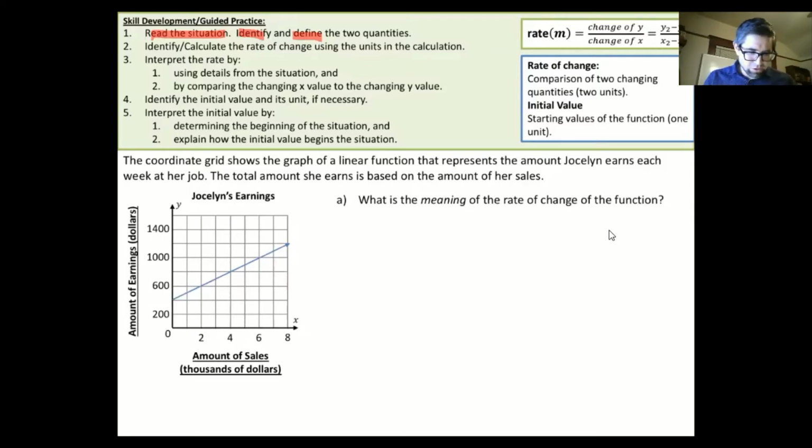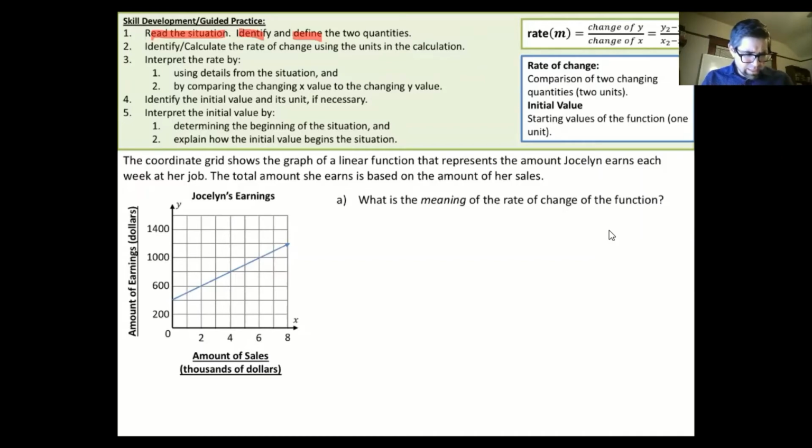The coordinate grid shows the graph of a linear function that represents the amount Jocelyn earns each week at her job. Okay, then it says the total amount she earns is based on the amount of her sales. How much money she makes is based on the amount of her sales. Okay, so I think that makes sense. The more she sells, the more money she should make. Well, let's look at the graph and see if we see that happening here.